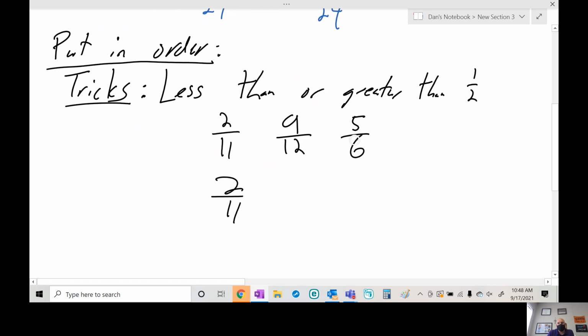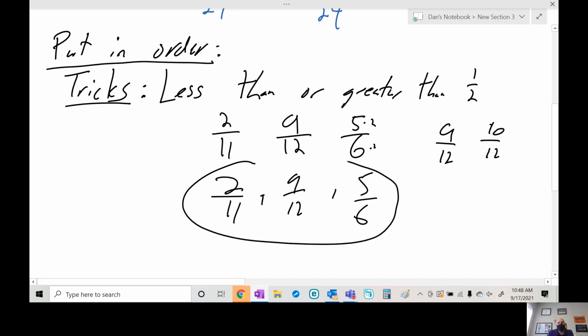Now between these two, well, maybe I can't figure it out. So I could just get common denominators off to the side with this one. That would be times 2 and times 2, 10/12ths. Hey, look, I already had them in order. And then I would know, okay, 9/12ths and then 5/6. So that's one way to save yourself a little bit of work and time. If you look at it and think, oh, look at that, one is clearly less than half, and these ones are more than half, then you can save yourself some work.